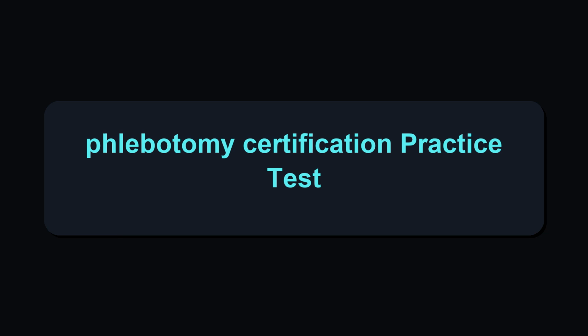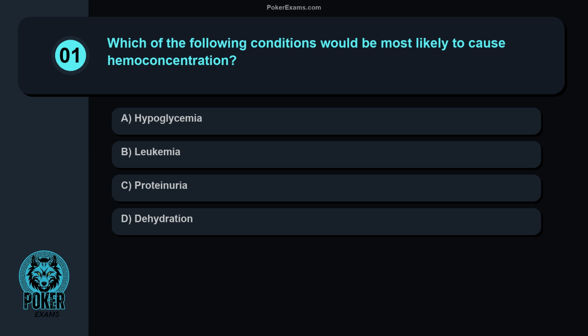Phlebotomy Certification Practice Test. Question 1. Which of the following conditions would be most likely to cause hemoconcentration? Hypoglycemia, leukemia, proteinuria, dehydration.